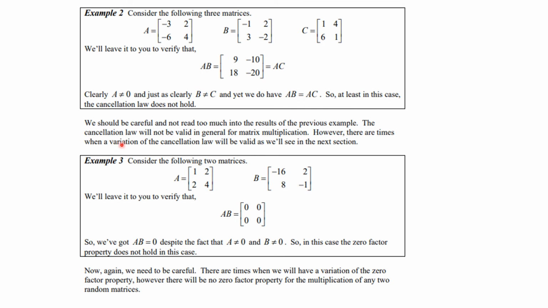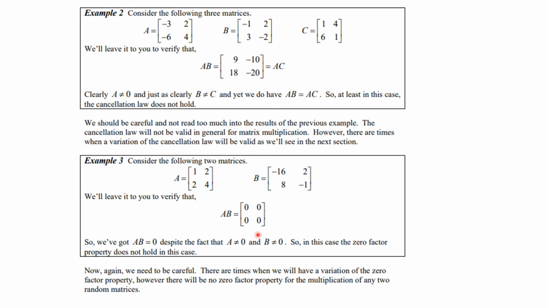Now there are times when the cancellation law will be valid, but other times it's not generally valid, so you must be careful about that. And we'll see that in the next section when we talk about inverse of matrices. Here's an example where we can take matrix A times matrix B. You should do that calculation, but you get the 0 matrix. So you see A times B is equal to 0, but neither of these factors are equal to 0.